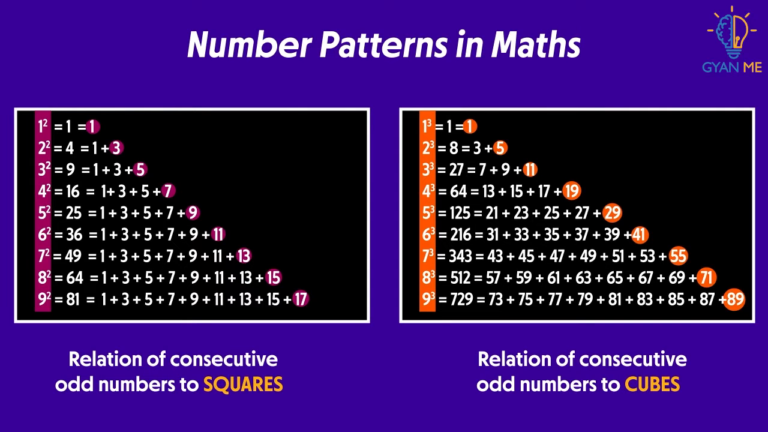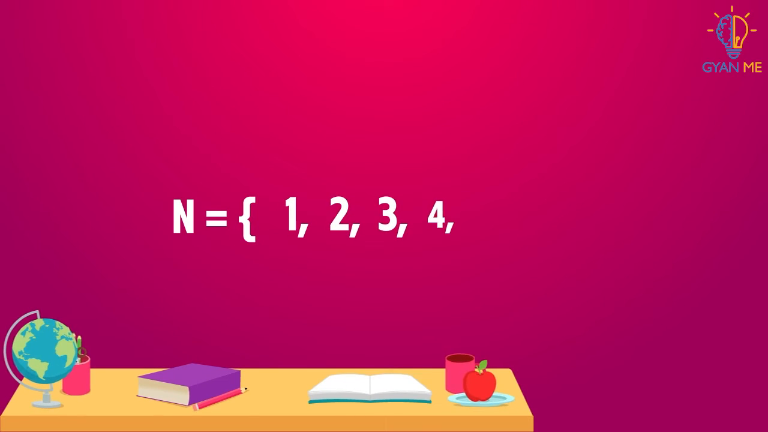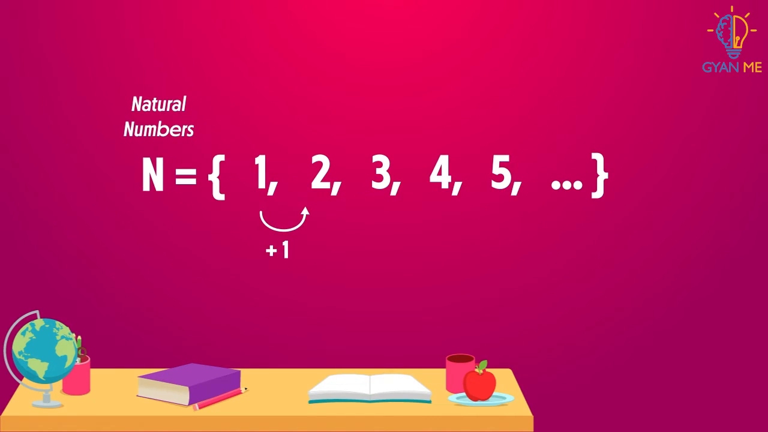Now students, observe this set of numbers. 1, 2, 3, 4, 5, etc. Here, numbers follow a logical pattern, isn't it? That is, these numbers 1, 2, 3, 4 and 5 are a set of natural numbers. Here, each number increases by 1 from the preceding number. That is, if we add 1 to 1, we get 2. Further, if we add 1 to 2, we get 3 and so on.